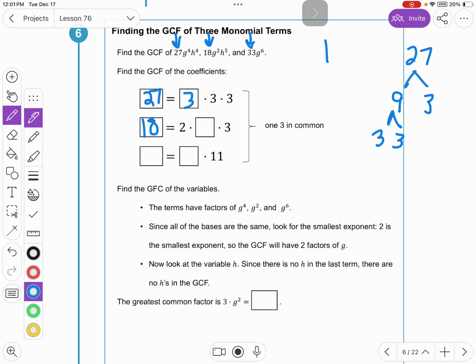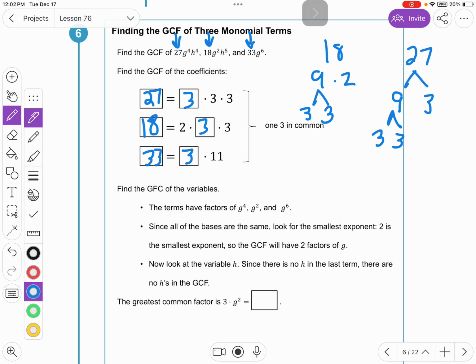All right, 18. Let's make a factor tree for 18. That would be 9 times 2, and 9 is made up of 3 times 3. So I've got 2 times 3 times 3. That's 18. And then 33, there's not too many ways to make 33. It would just be 3 times 11, right? That'd pretty much be it. 1 times 33 and 3 times 11. Those are the only ways you could make one.